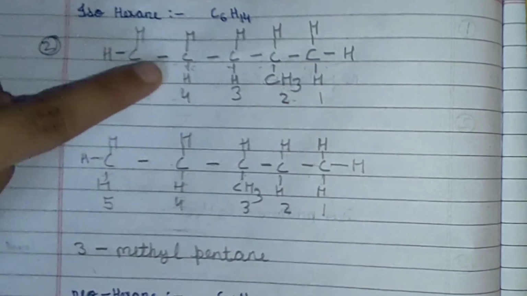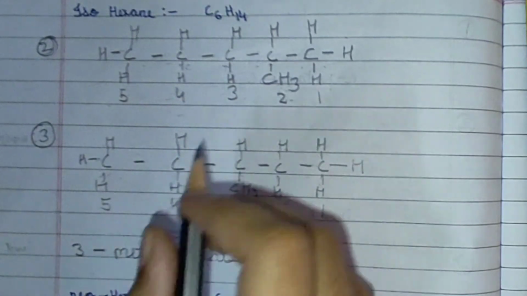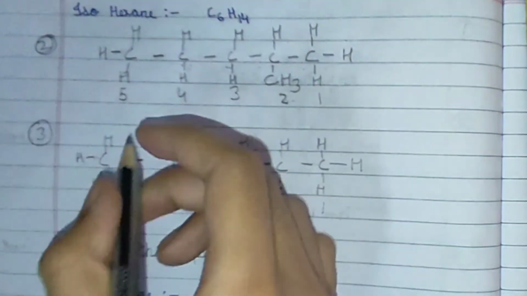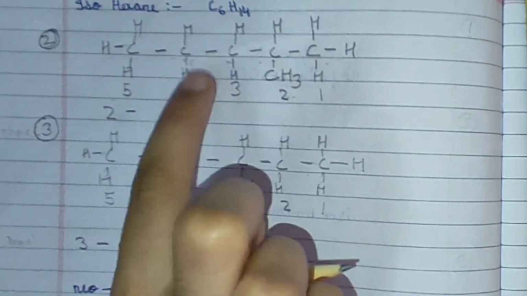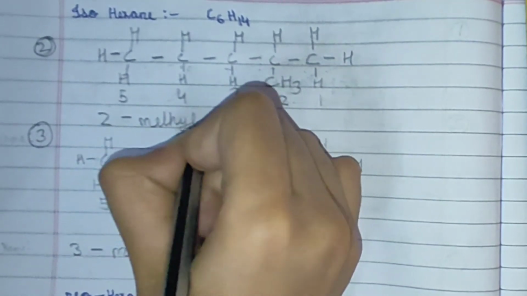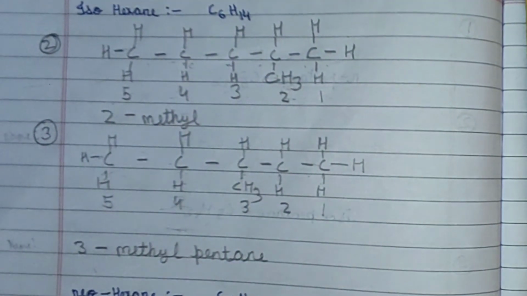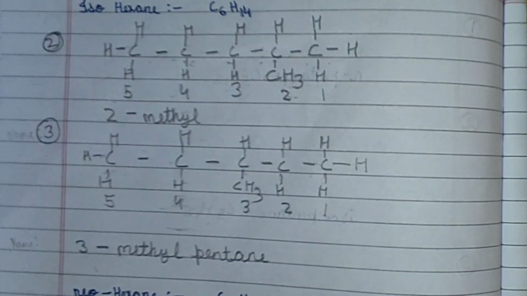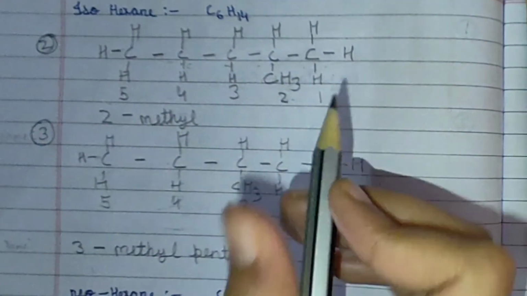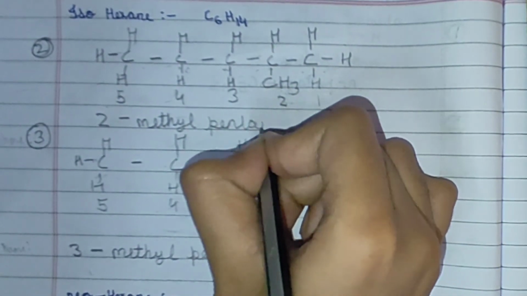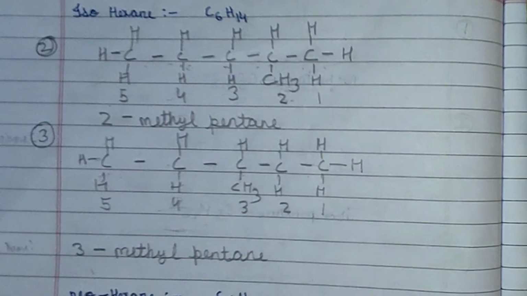Done. So this is how we do the naming. If we had to name this one, the substituent was on the second carbon, so we would write 2. Then we put a dash. What substituent was there? Methyl. So we'll write methyl. And how many carbon atoms were there? 5 carbon atoms. So we'll write pent, and it was a single bond, so ane. This is how we do the naming.